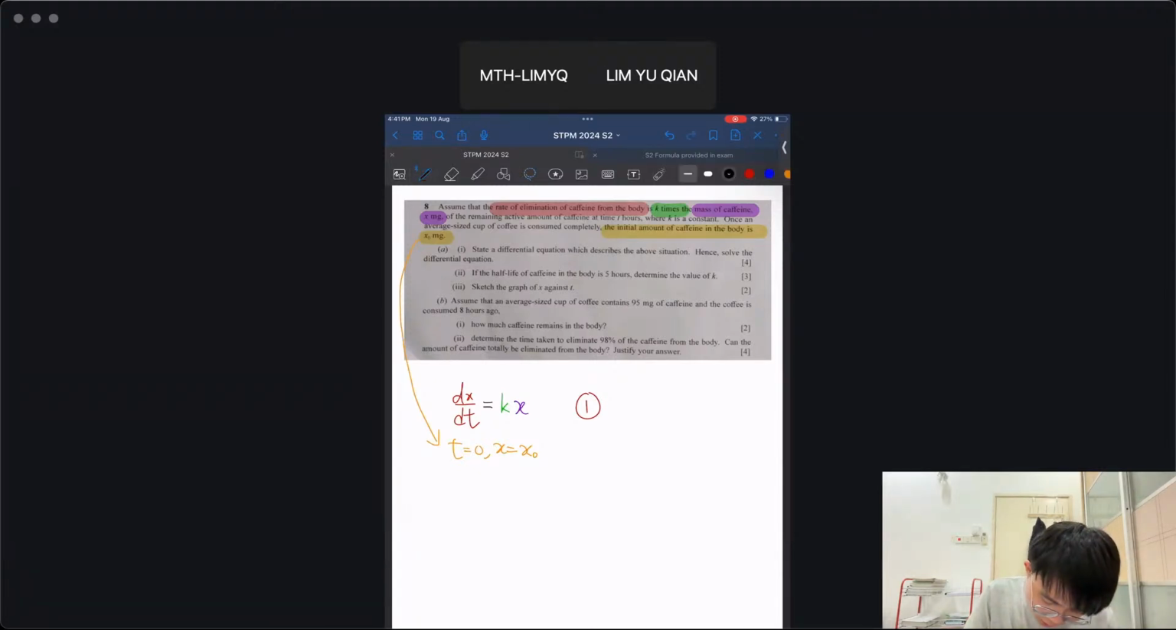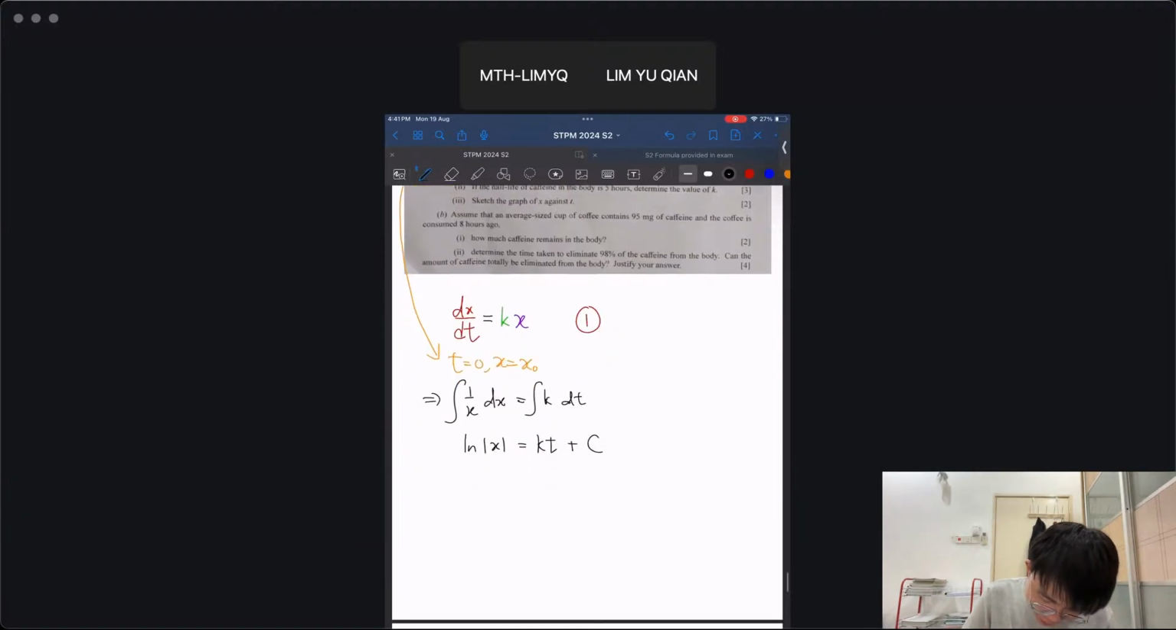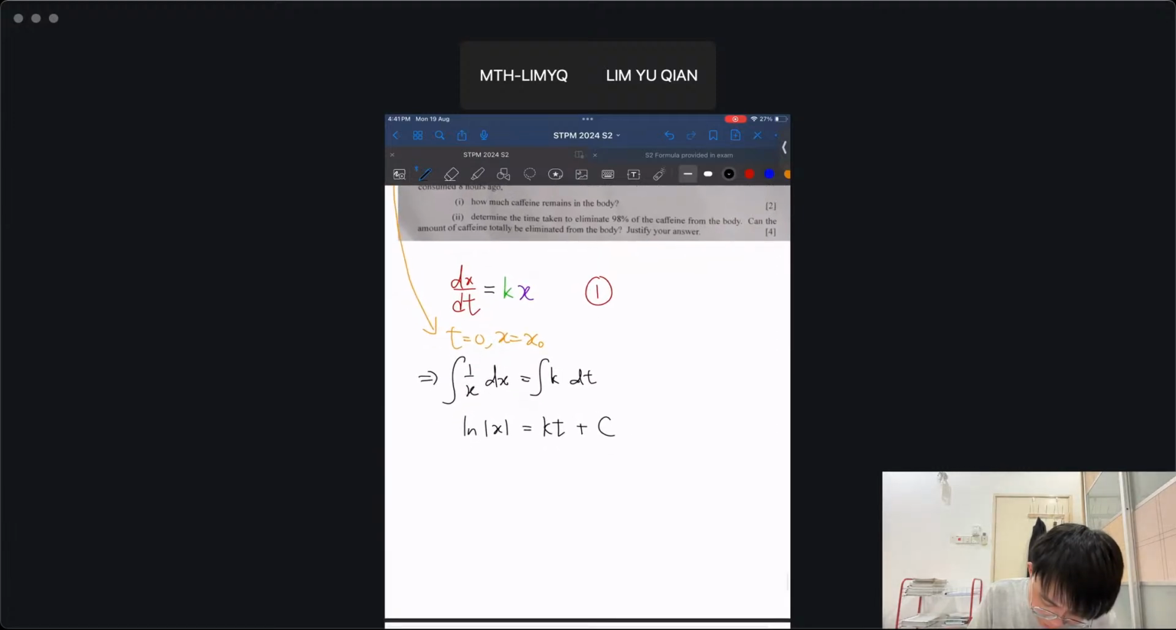Okay, so let's solve the differential equation. It is separable: 1 over x dx equals k dt. Integration: ln x equals kt plus c. Why don't you choose this one? This 4 marks is a bonus. Okay, let's substitute this condition. Condition 1. This is 1 mark. It's not the same as this one.